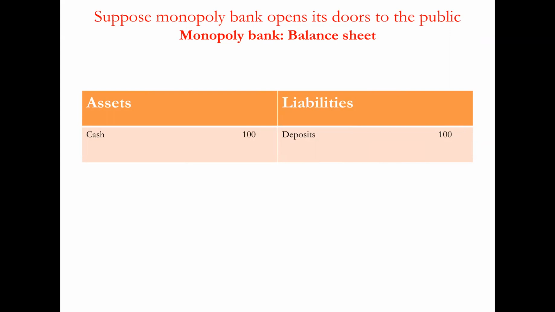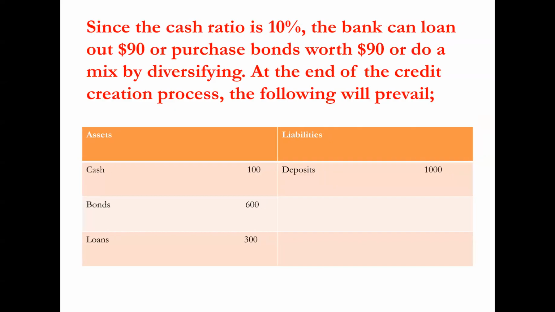So then the asset for the bank will increase by the same amount. The deposit is a liability. At the same time, on the other side, you have got the cash for the bank, because that cash can be used to do other things. So that's why it becomes a liability on one side and an asset on the other side. Now, the cash ratio is 10%. The bank can loan out $90 or purchase the bonds that are worth $90, or do a mix by diversifying, right?